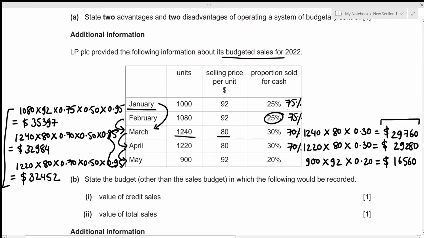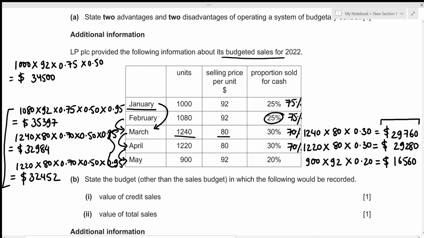So if the proportion of cash sales is 25%, then the proportion of credit sale is 75%. Let's figure out the half of the credit sales that is being paid in the month of March for the sales made in January. So that's just going to be 1,000 number of units times the selling price of 92 times the credit proportion of 75%. And we're only paying half of this amount in the month of March. So that's 0.50. This gives the amount of credit sales to be paid in the month of March to be 34,500.